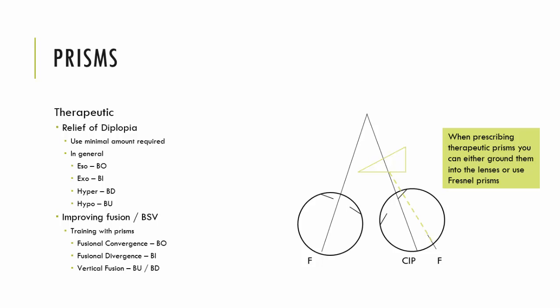Okay, one other reason we prescribe prisms is to improve a patient's fusion and to improve BSV. So in this instance, we'll use prisms as part of a training or as part of orthoptic exercises. We'll come back to this when we talk about orthoptic exercises, but essentially we can train the horizontal fusion range, so fusion of convergence, fusion of divergence, and the vertical fusion range. So if we find that the range is low or below normal, and we think this is contributing to the patient having symptoms, then we can give orthoptic exercises using prisms to assist the patient.